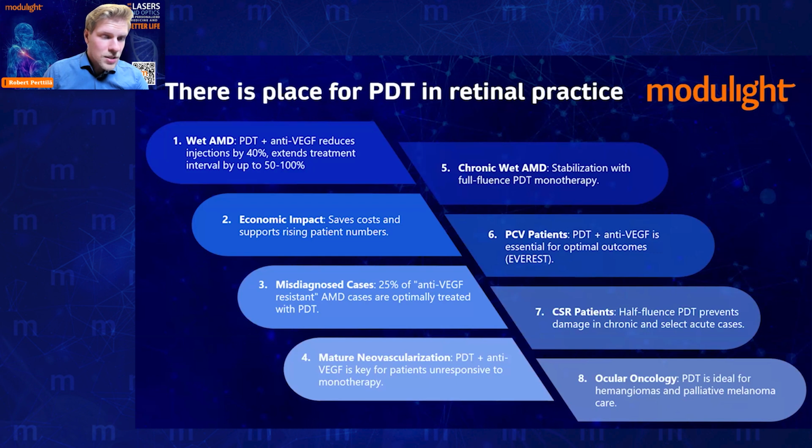Then, as a third case, there is a significant number of misdiagnosed cases, meaning that the patient has been diagnosed as an AMD patient, but in reality there has not been sufficient imaging done, for example, ICG or fluorescein angiography, which would have shown that the patient actually has PCV or CSR and would respond better to PDT compared to the anti-VEGF for these indications.